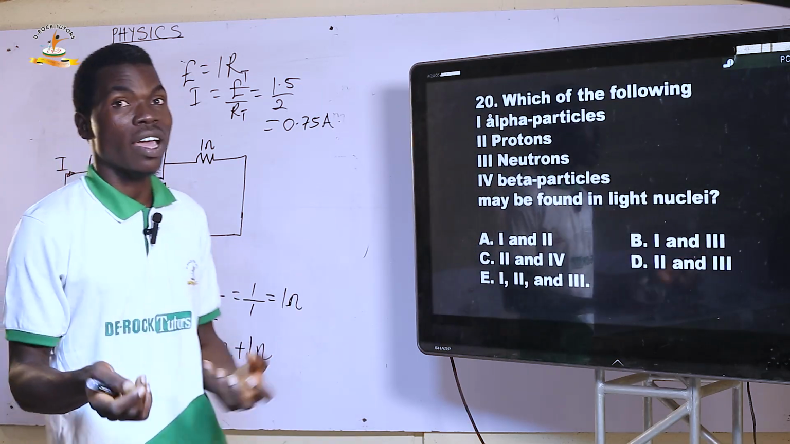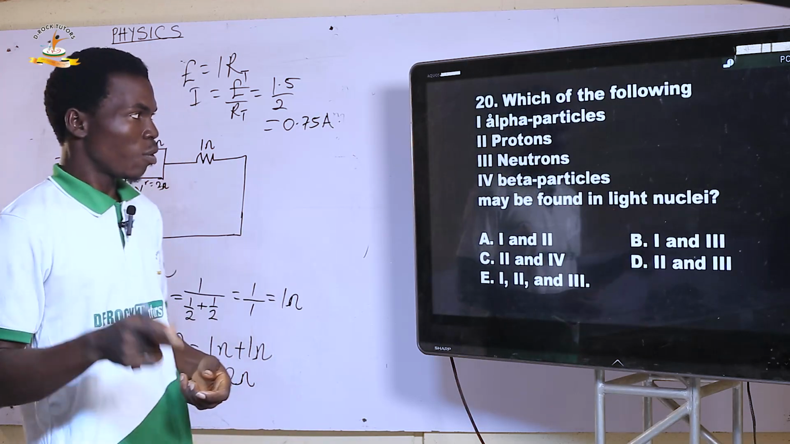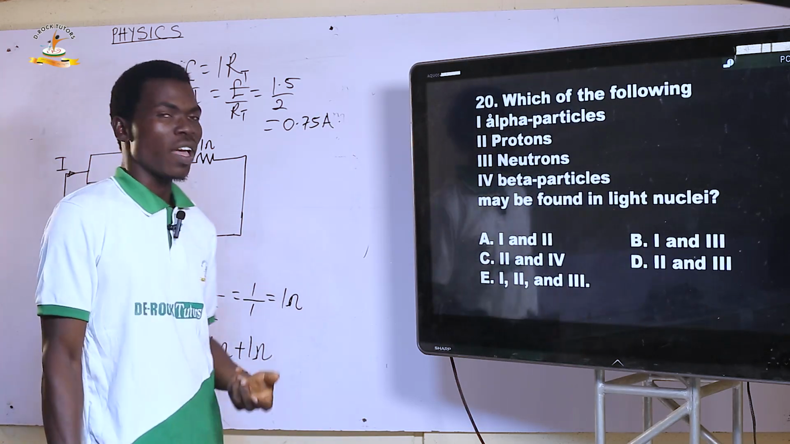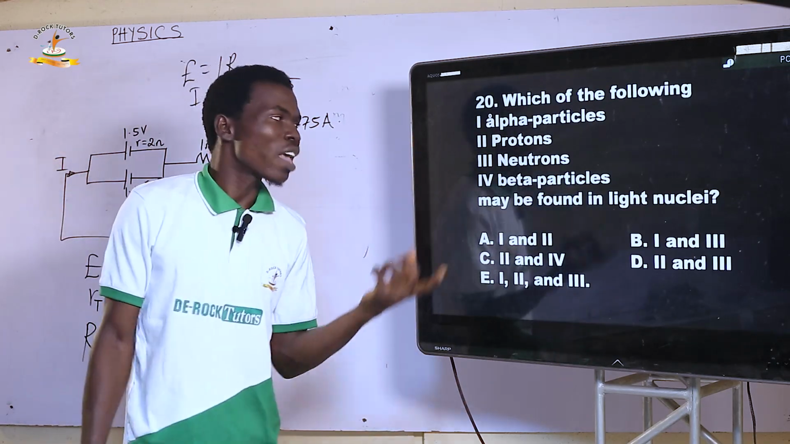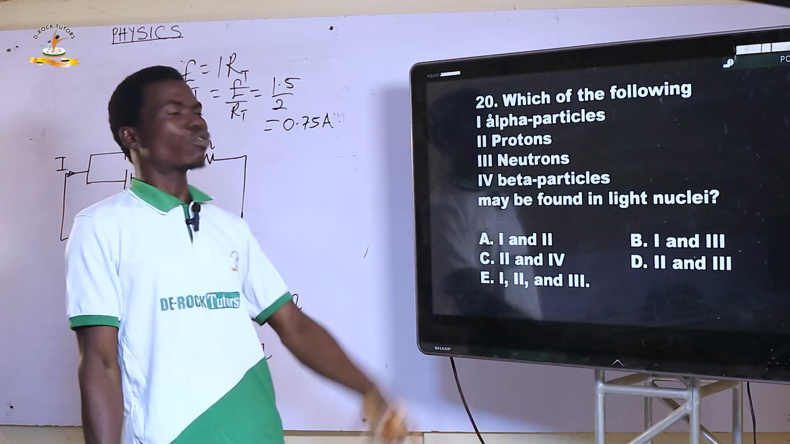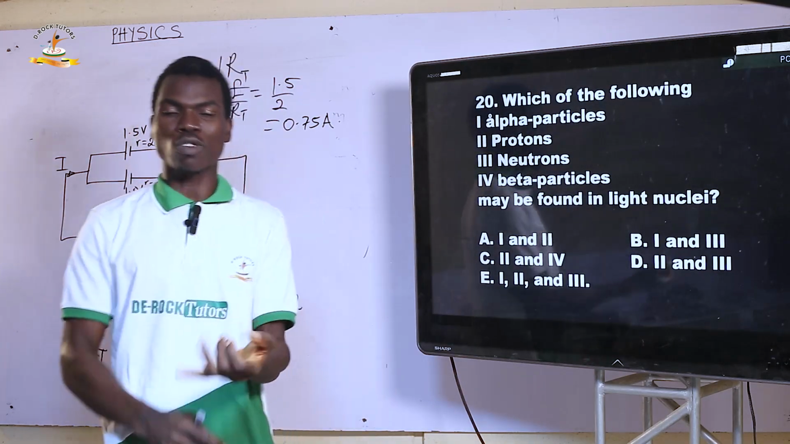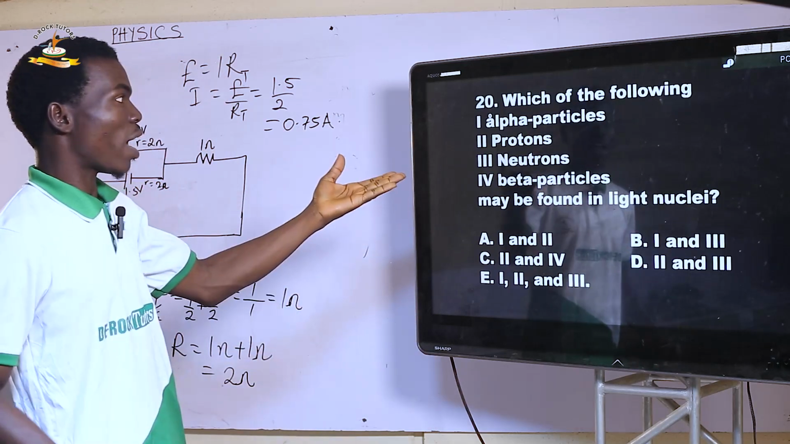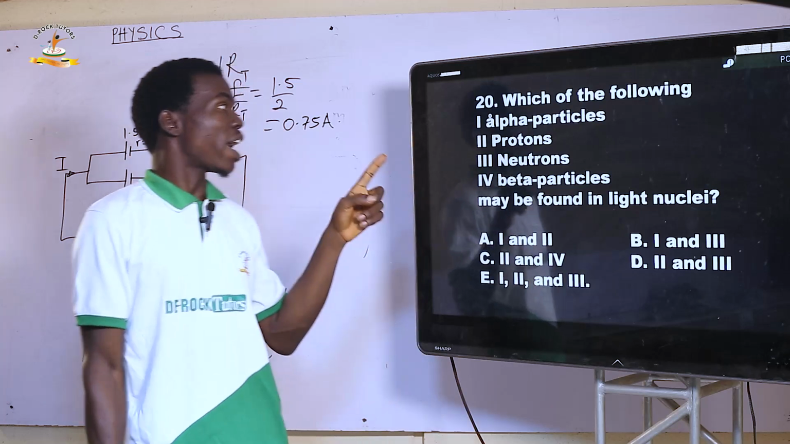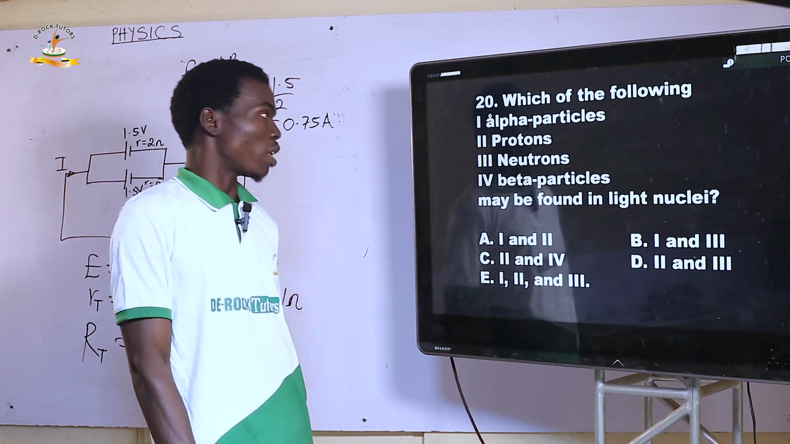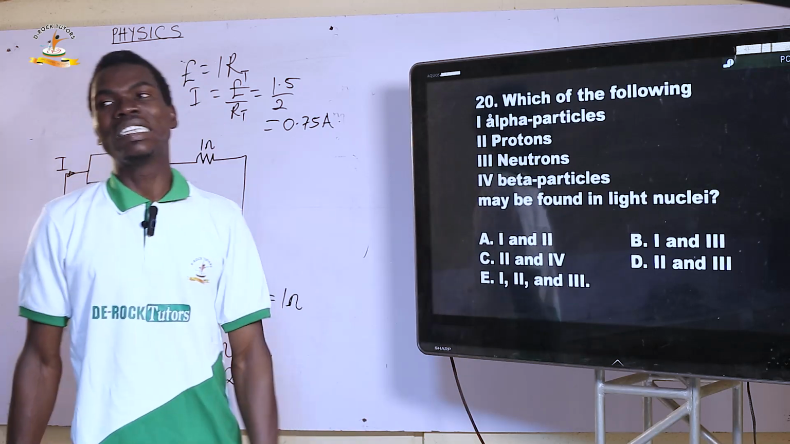And when you have heavy nuclei, something is most likely to happen. We're going to get to something that happens when we have heavy nuclei. But for light nuclei, they all are going to have protons and neutrons, because we know that every element has protons and neutrons. However, when it comes to the alpha particle, if it is not a radioactive element, it's not going to give you an alpha particle. The same goes for beta particles. So the right option is 2 and 3. That is option D. Next.